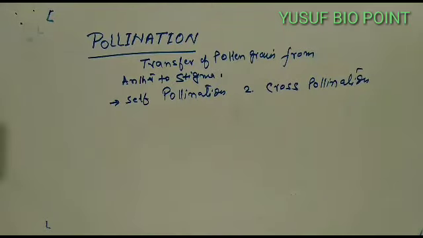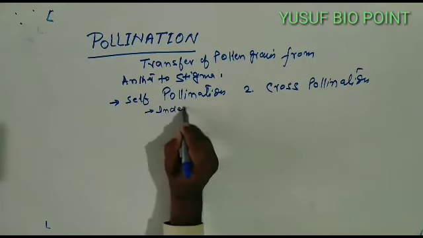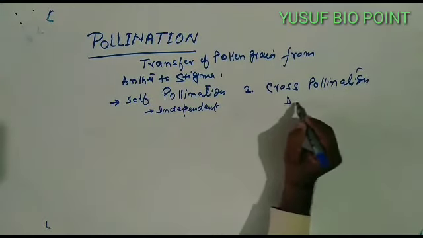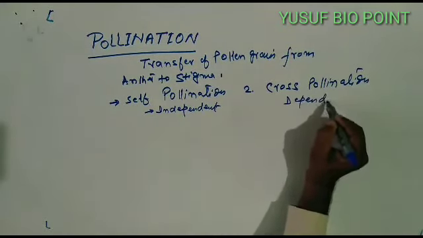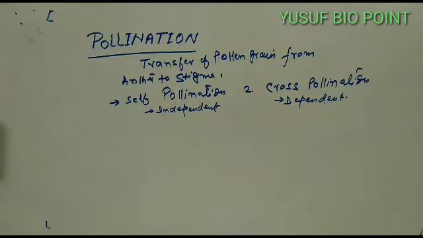Autogamy is the example of self-pollination, where the pollination takes place within a flower, or between flowers of the same plant. Flowers of the same plant or flowers of different plants come under cross-pollination, that is geitonogamy and xenogamy. Now we know that self-pollination is independent, but cross-pollination is dependent. Means cross-pollination depends on several agents.